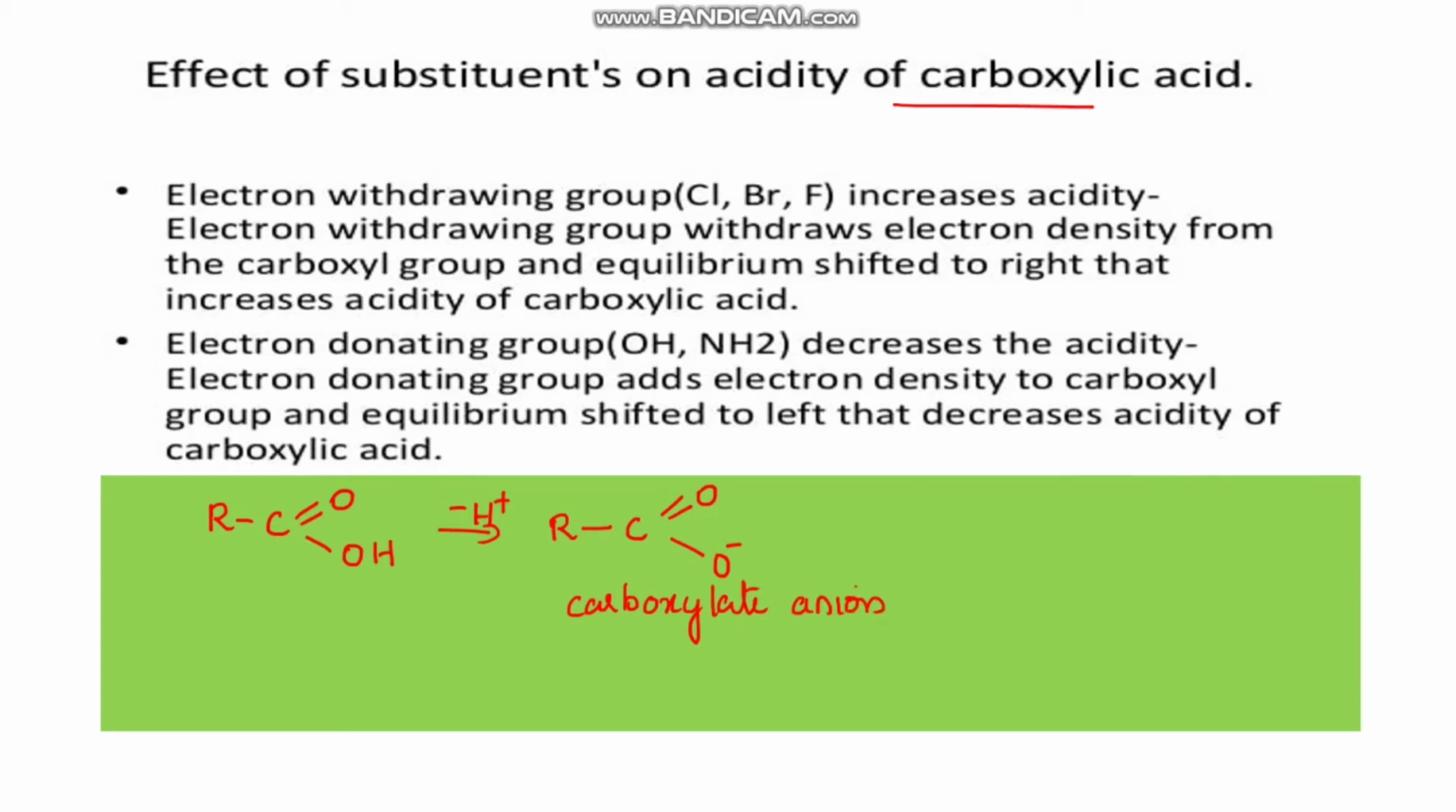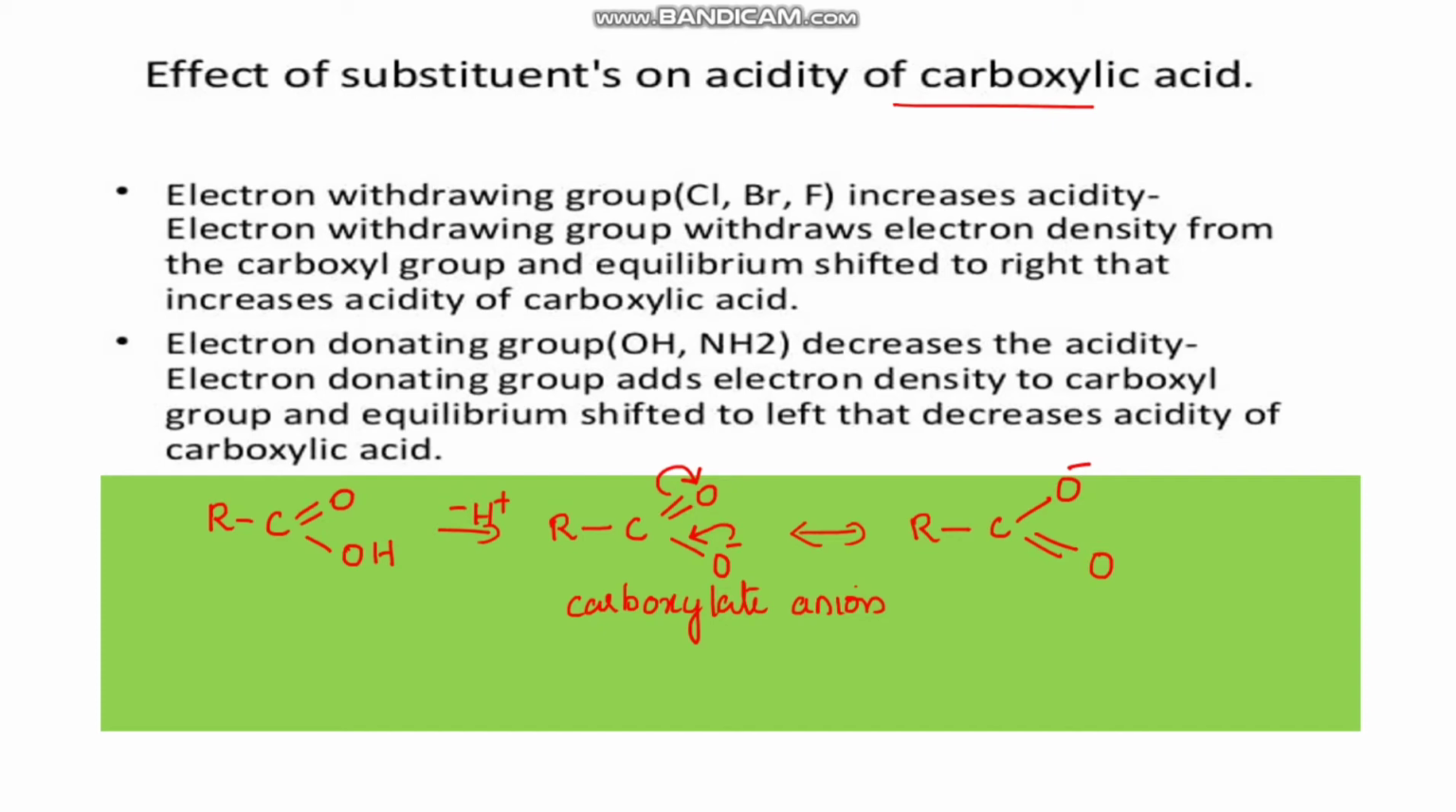And this carboxylate anion can exhibit resonance effect. This negative charge can displace to this side, so this double bond will be shifted towards this oxygen. So we have this structure. Here the oxygen carries a negative charge and this oxygen is having a double bond. So this is the structure of carboxylate anion.